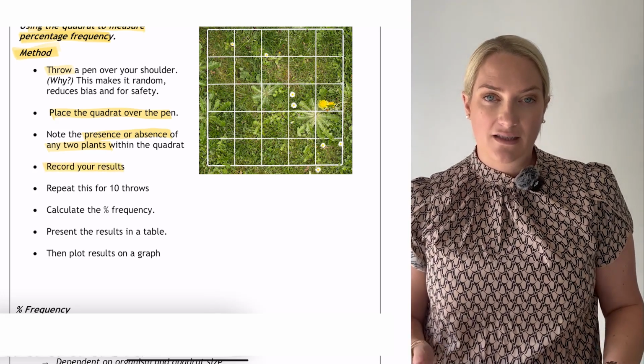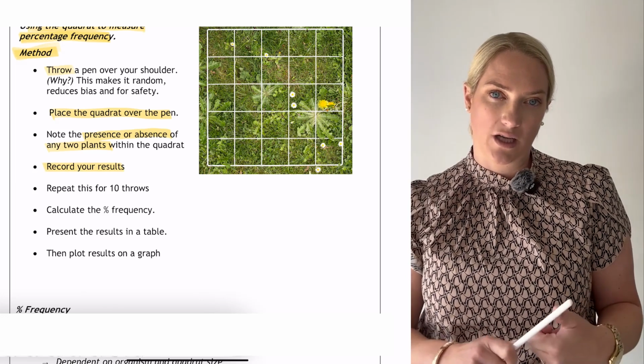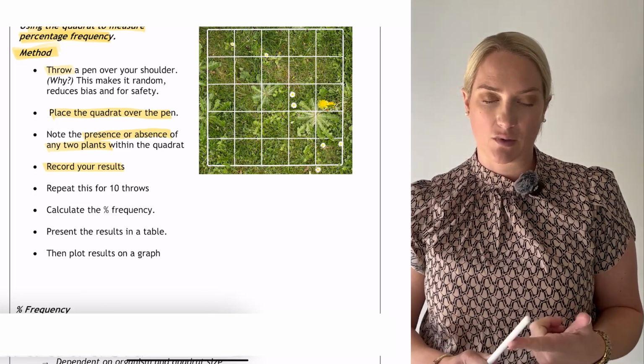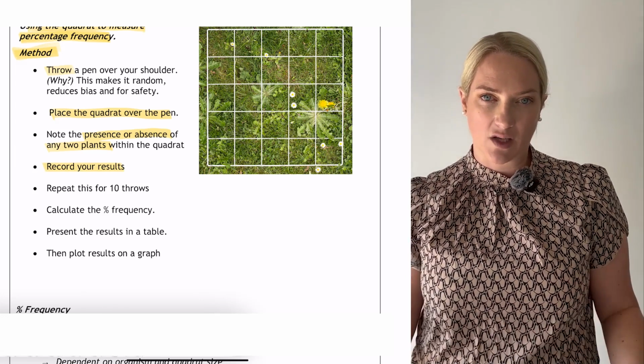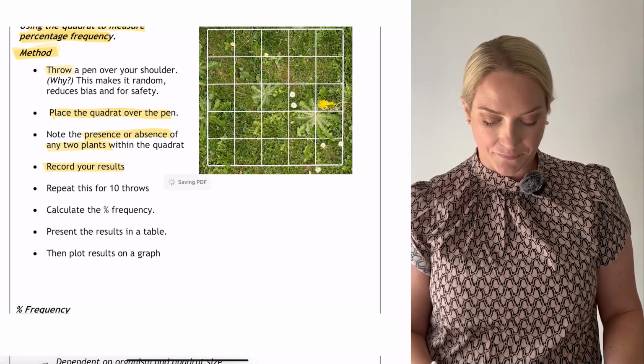And then you're going to repeat this again 9 more times. So I throw my pen over my shoulder. Why? It's random, it's reducing bias, and it's safety. I place my quadrat down. I'm going to see if my daisy is present or absent.